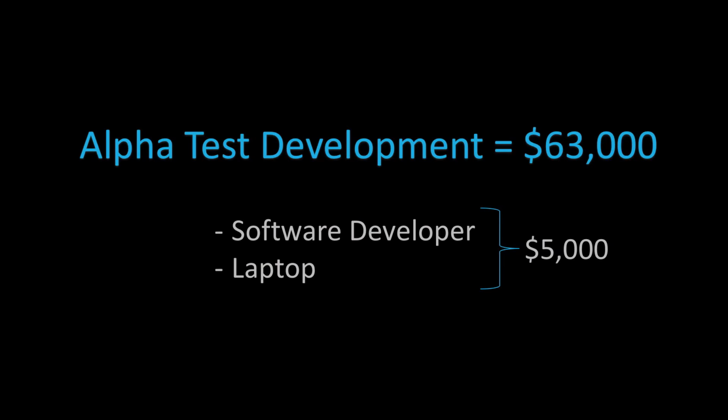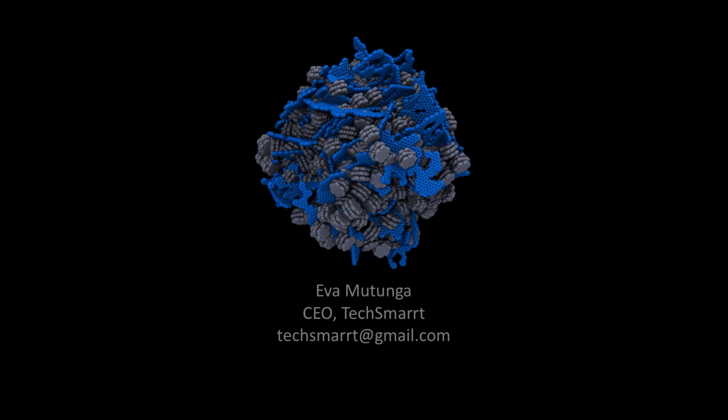Our current budget to develop our alpha model is $63,000. And if you pick us today, we will use the $5,000 to contract a software consultant and purchase equipment. Thank you so much for your time, and I will take your questions now.